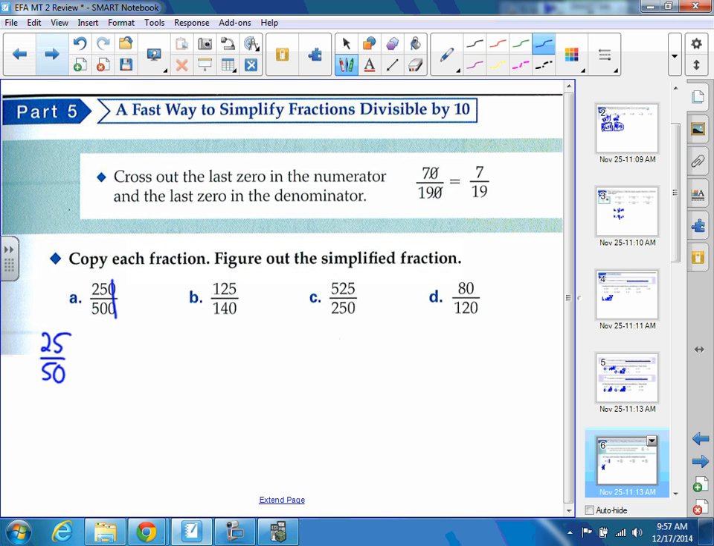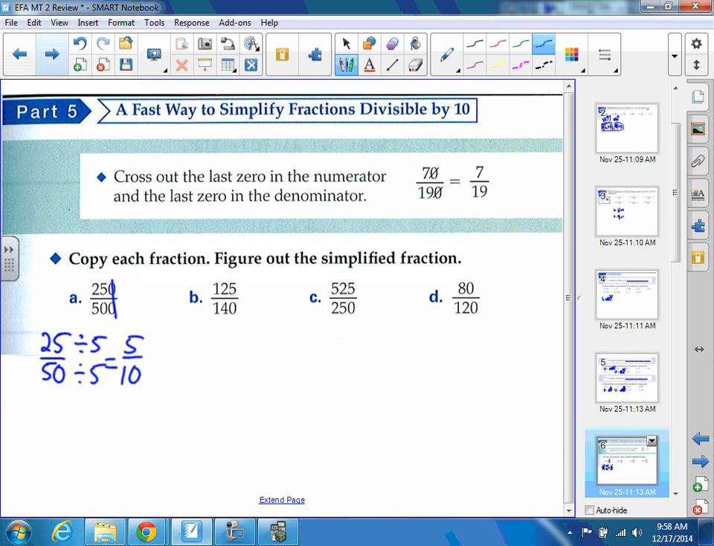Now I can keep simplifying this, so I need to look and see what's the next number that will work. I could try 10 again, but 25 does not end in 0, so 10 wouldn't work. But 25 ends in 5 and 50 ends in 0, and I know that if a number ends in 5 or 0, I can divide by 5. So if I divide both of these by 5, 25 divided by 5 is 5, 50 divided by 5 is 10. And now I can check 5 again to see if I can simplify this further.